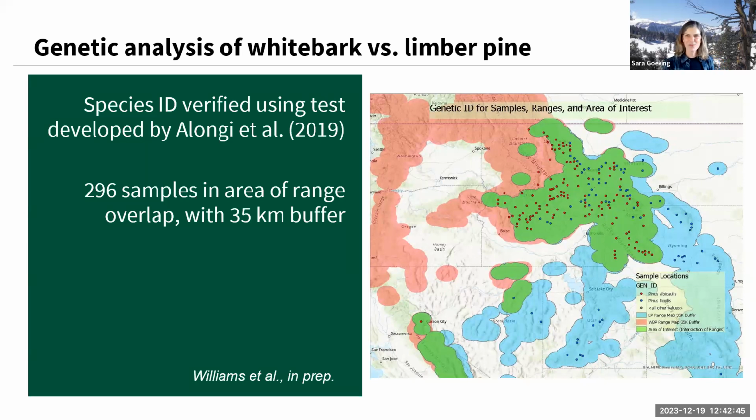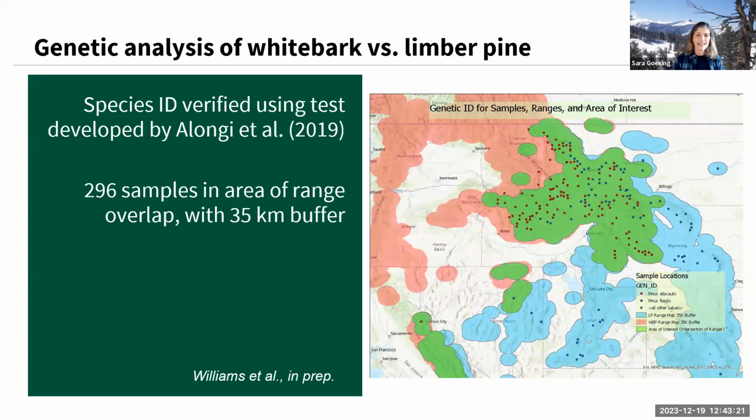And when this test was developed, we said, well, we have all these samples, maybe we should use them and see if we can analyze them using this test and verify how good our species identifications are. So we found that out of the trees that were identified by field crews as whitebark pine, 99% of them were correct. Of the ones that were limber pine, more than half were correct, and it varies by size class, but a lot of them were actually whitebark pine.